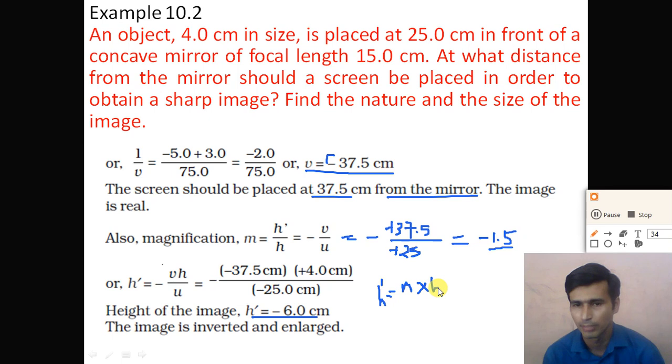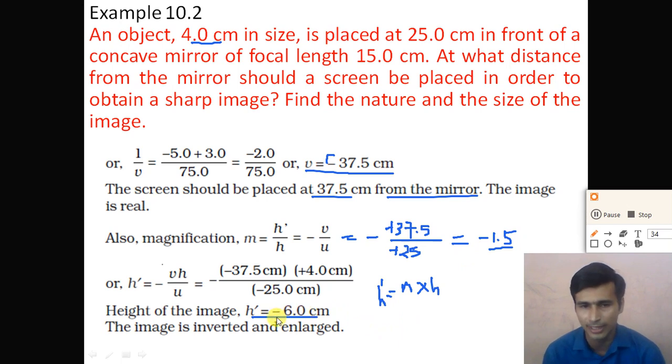Magnification multiplied by the height of the object. So here we get the magnification as minus 1.5, multiplied by the height of the object, which is 4 centimeter. If you multiply 1.5 by 4, we get the answer: height of the image h dash is equal to minus 6 centimeter. This minus sign in the magnification indicates the image will be real and inverted.